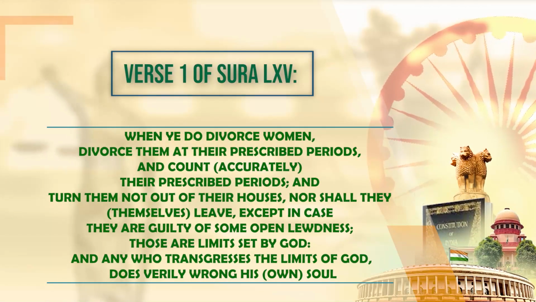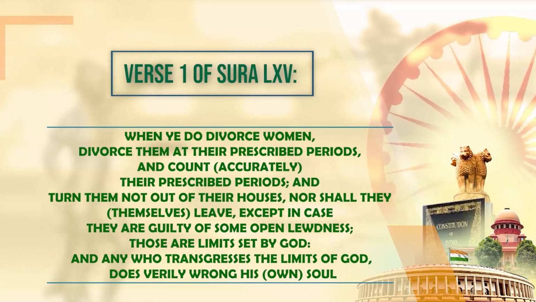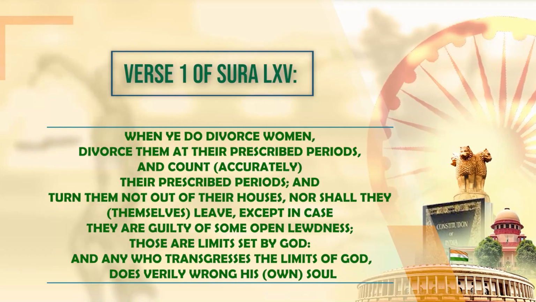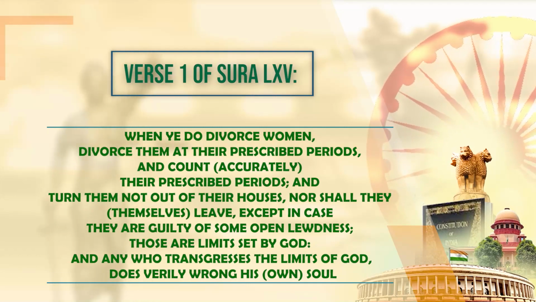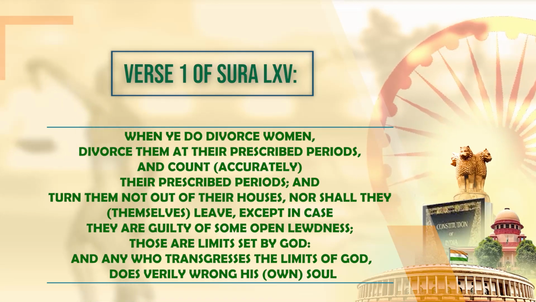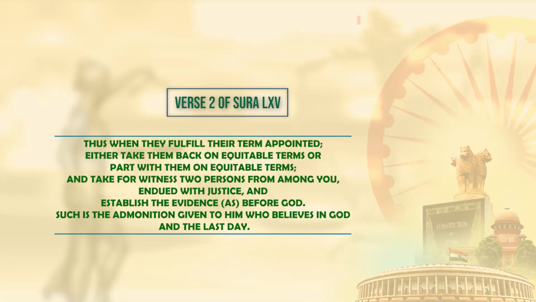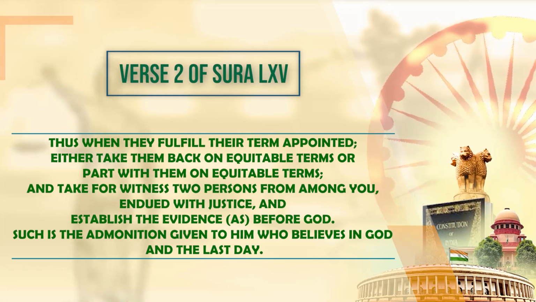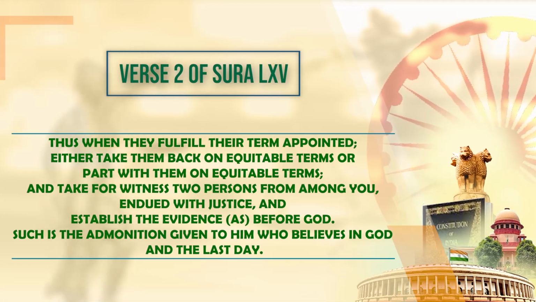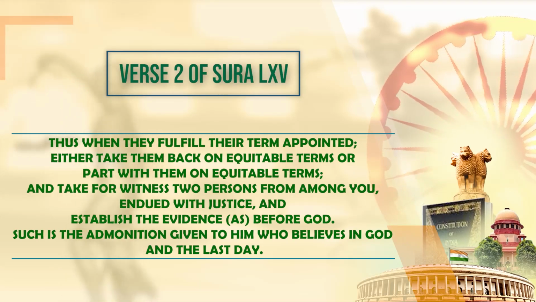I'll be reading out some of the verses from the Holy Quran. It says that when ye divorce women, divorce them at their prescribed periods and count their prescribed periods, and turn them not out of their houses, nor shall they leave except in case they are guilty of some open lewdness. Those are the limits set by God, and any who transgress the limits of God does verily wrong his own soul. Second verse: thus when they fulfill their term appointed, either take them back on equitable terms or part with them on equitable terms, and take for witness two persons from among you, endued with justice, and establish the evidence before God. Such is the admonition given to those who believe in God and the last day.